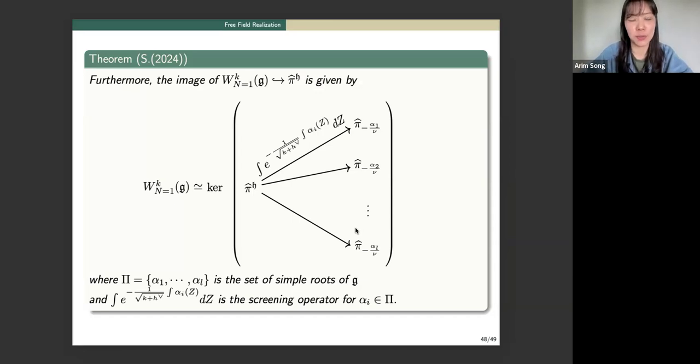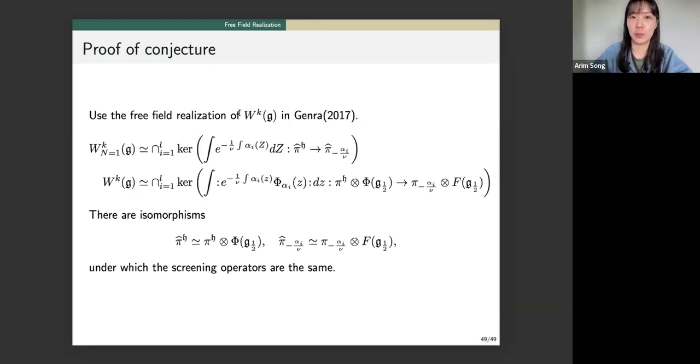The idea for the proof of the conjecture is that it just uses the free field realization of the principal W-algebra. It was proved by Naoki that it's realized as an intersection of kernels of screening operators inside the ordinary Heisenberg tensored with neutral free fermion. And you can compare one by one. This operator looks different, but the domain is the supersymmetric Heisenberg versus Heisenberg tensor neutral free fermion, and the range is the supersymmetric Fock module, and in the bottom, it's the Fock module tensored with free fermion. So one can easily see that there are isomorphisms between the domain and the range of the screening operators. And under these isomorphisms, the screening operators are exactly the same, which gives the proof of the conjecture.